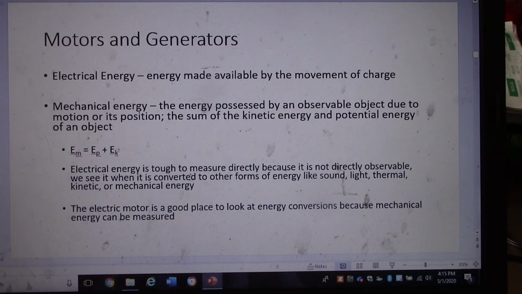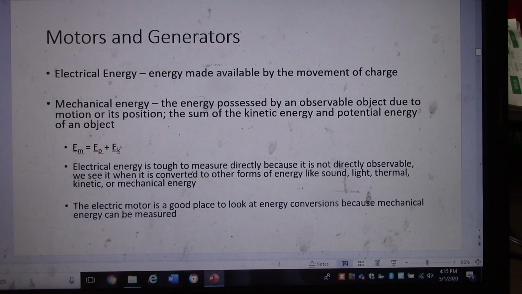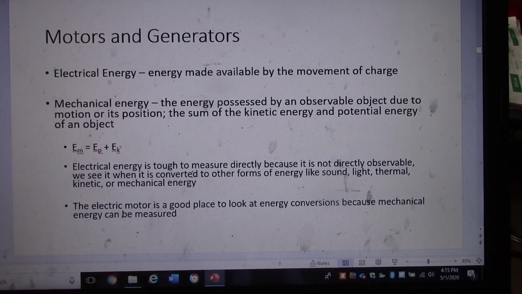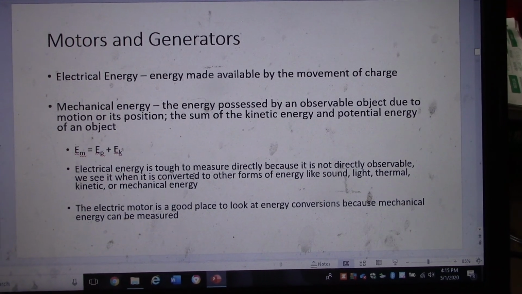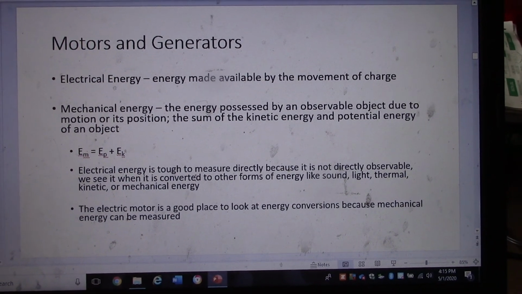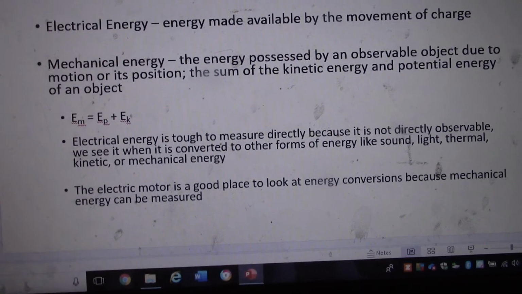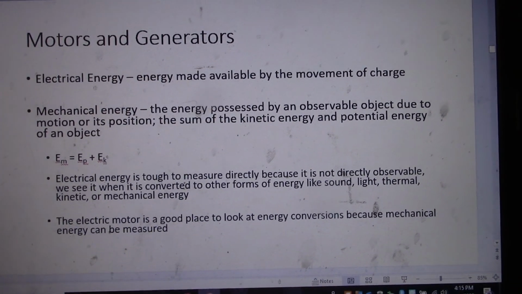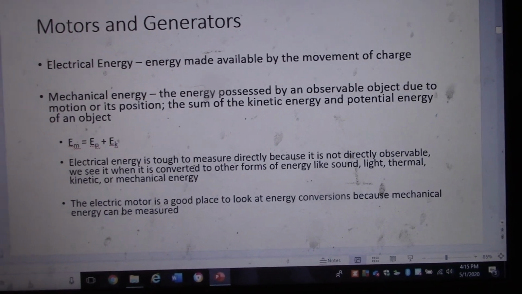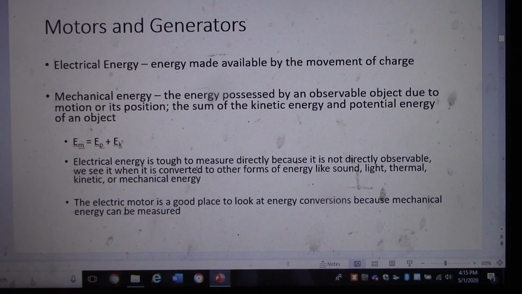So that's what mechanical energy is. Mechanical energy is the energy possessed by an observable object due to the motion or its position. It's the amount of kinetic and potential energy, so that's what mechanical energy is. It's the total amount of potential and kinetic energy that an object possesses. Essentially, it's the amount of energy being made to do a job. All right.